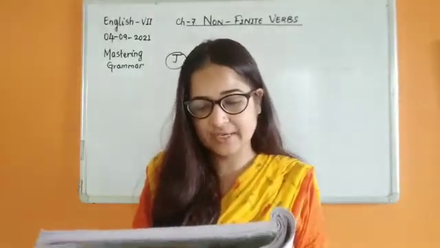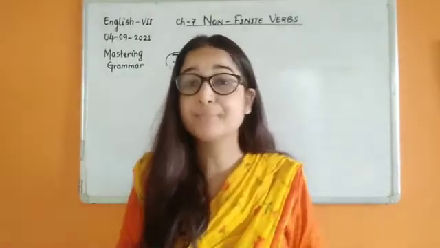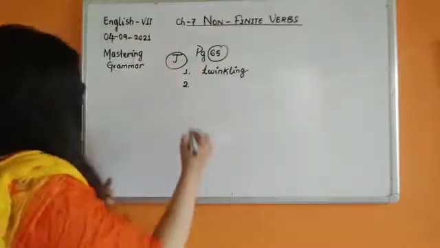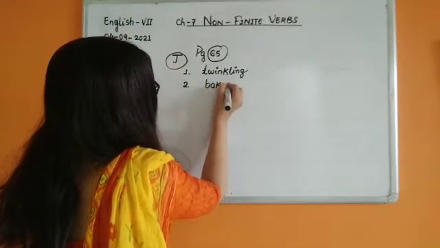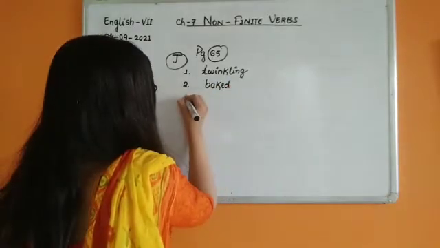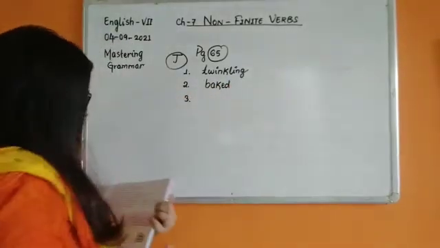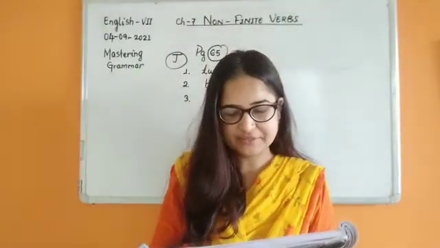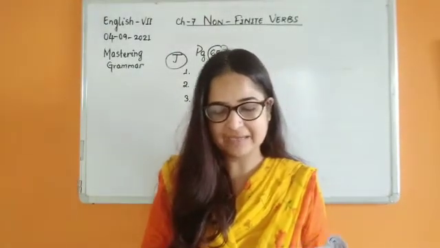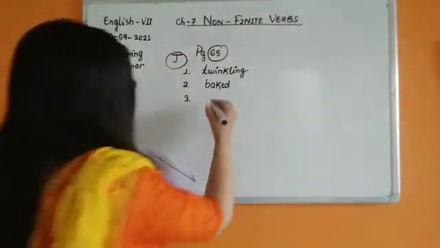Number 2. The dash cake was cut hurriedly. The baked cake, right? Baked cake. So what kind of participle is this? This is a past participle. Number 3. The dash brakes were repaired by the mechanic. The screeching brakes.